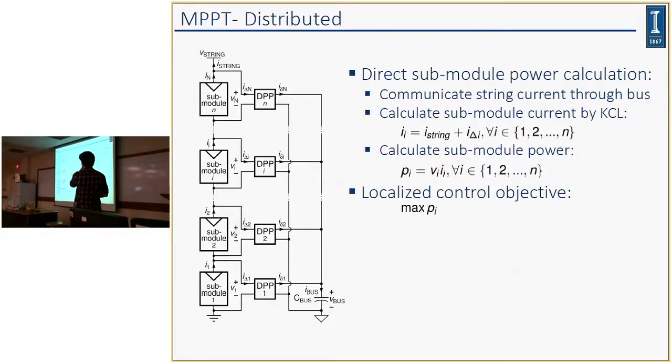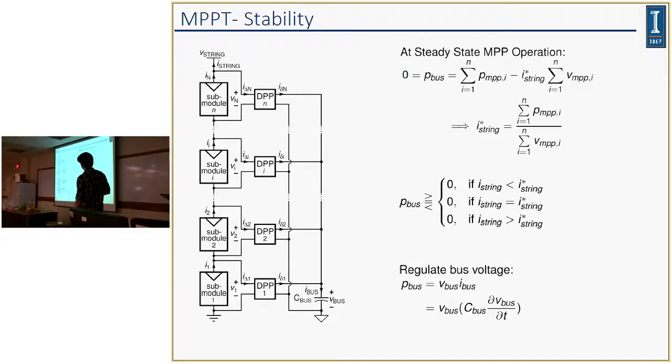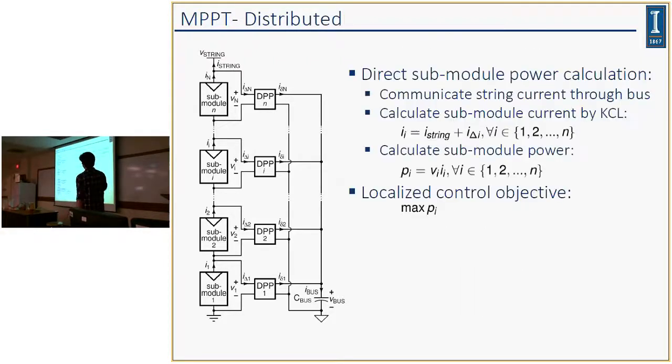So that's basically how you would achieve stability in the system. You just control the string current by monitoring the bus voltage to ensure 0 power injection onto the bus. So how do you do this distributively? On the previous slides, I was showing the maximum power point tracking algorithm under the assumption that each DPP had access to its particular submodule's power generation. So how do you actually calculate or measure that power? That's what I'm going to talk about in this slide.